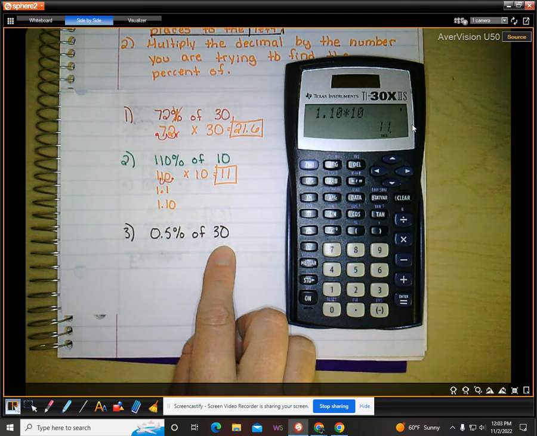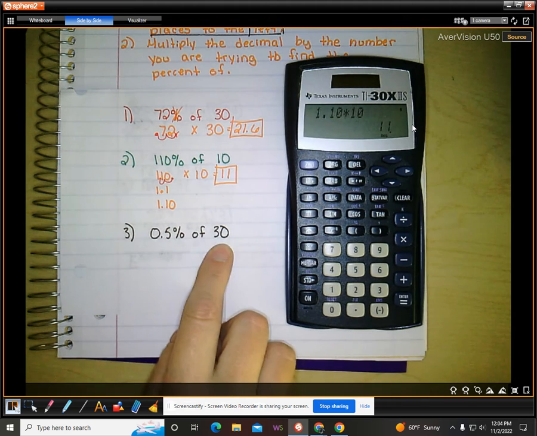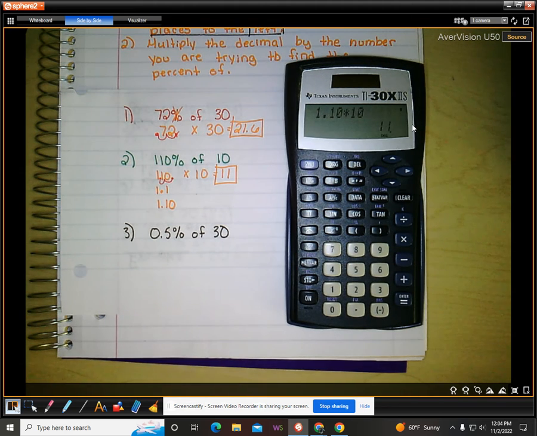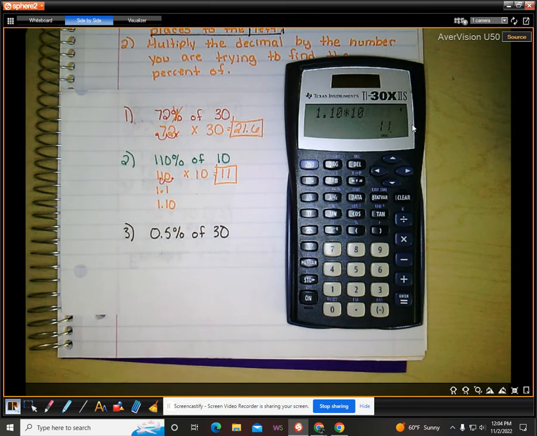Is my answer going to be close to 30 or far away from 30? If it's 0.5%. So let's say this was a test, because we seem to relate to test scores better. If you didn't even get 1% on the test, you got 0.5%. Did you score anywhere close to 30? And hopefully by my tone, you're catching the drift. No, you did not. So your answer needs to be far away from 30. If it's not, you've done something wrong.